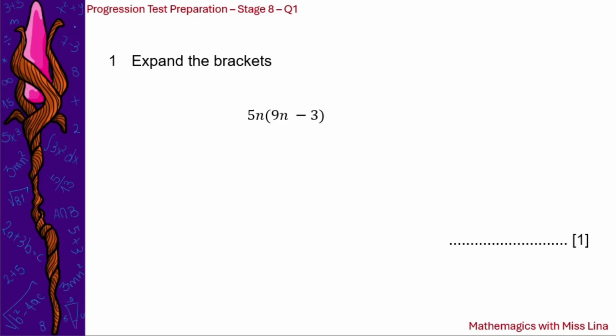Today we are going to check the first question of stage 8 of the progression test style questions. This one says, expand the brackets, and it's giving us already an operation between a monomial and a binomial. Remember, when you don't have any symbol here, it means a multiplication. So that means we need to multiply this. In this one, we need to apply the distributive rule.